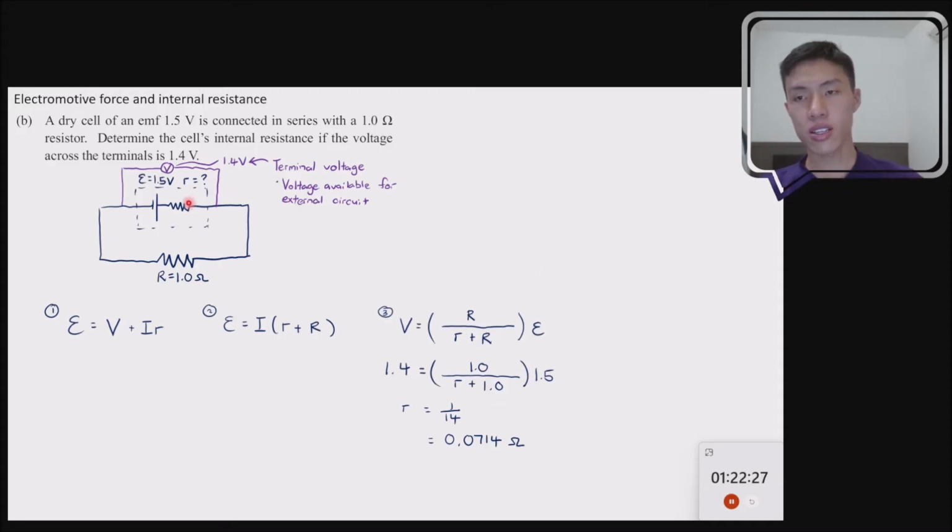So you can see that the internal resistance is this much, the external resistance is this much. So the internal resistance will take up a small portion of the 1.5 volt. Then the rest will be given to the external resistance, which is the resistance outside the battery. So that's the idea of internal resistance and how it relates to the electromotive force. Next.